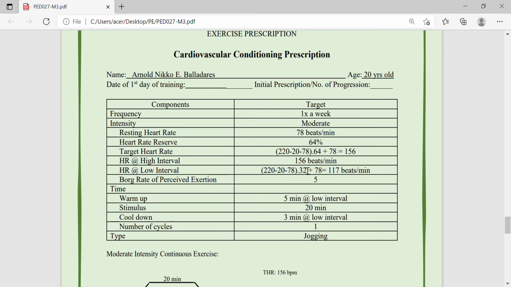To get the heart rate at low interval, you just repeat the formula in getting the THR, but make the heart rate reserve half its number. So we have 220 minus 20 minus 78 times 0.32, half of 0.64, then plus 78. So we have 117 beats per minute for his heart rate at low interval.